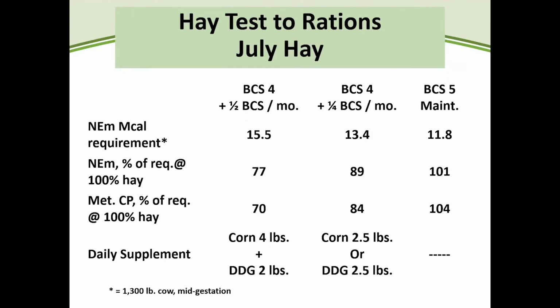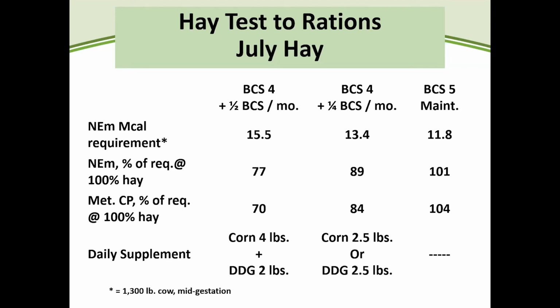So if we look at the July hay then, the poor quality stuff, and again, the same scenario, 1,300 pound cow, mid-gestation, condition score 4, either adding that weight on fairly quickly, adding additional weight over a longer period of time, or just maintaining the cow. As we look at the cow that I'm wanting to add half a condition score in a month's time, I need to add 4 pounds of corn and 2 pounds of distiller's grains or something equivalent to that in order to meet that nutritional hole, because that hay is only meeting 77% of the requirements for energy and 70% of the metabolizable protein requirements for that animal at that stage of production for that level of productivity.